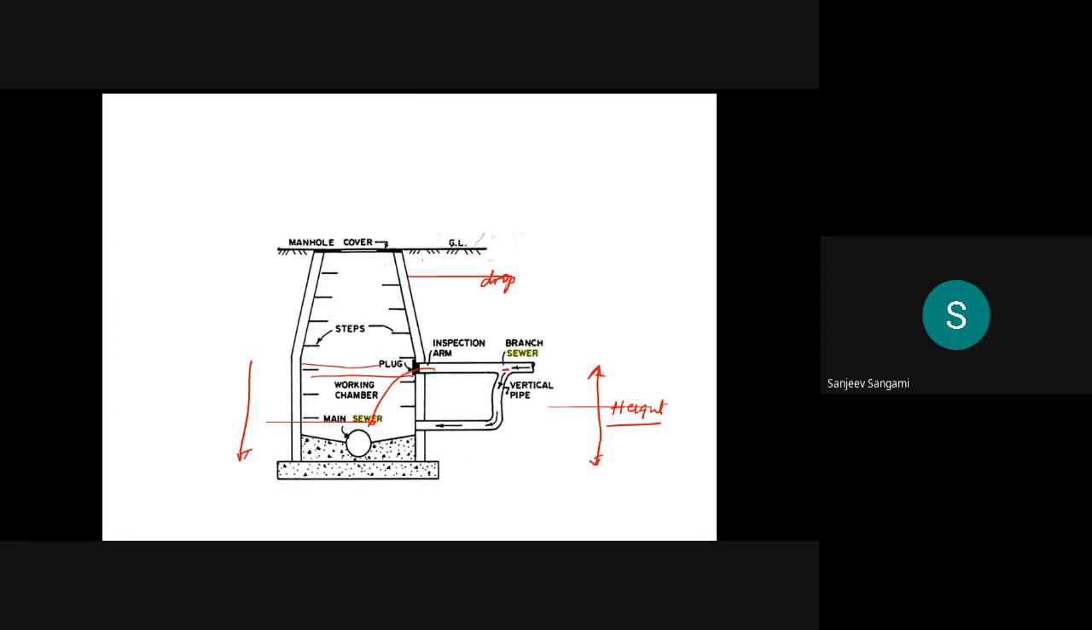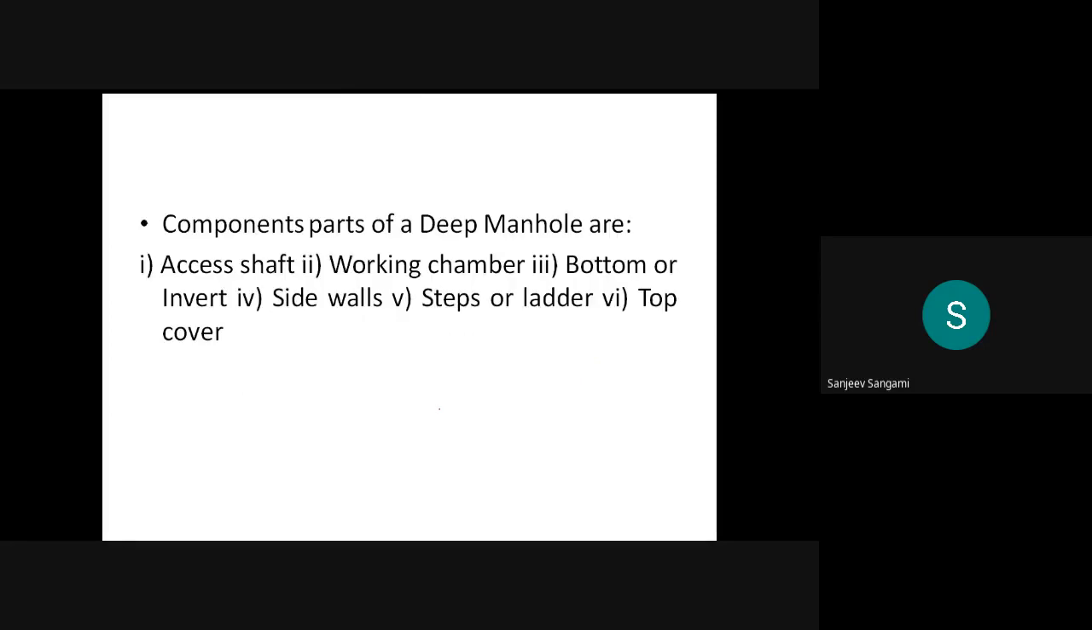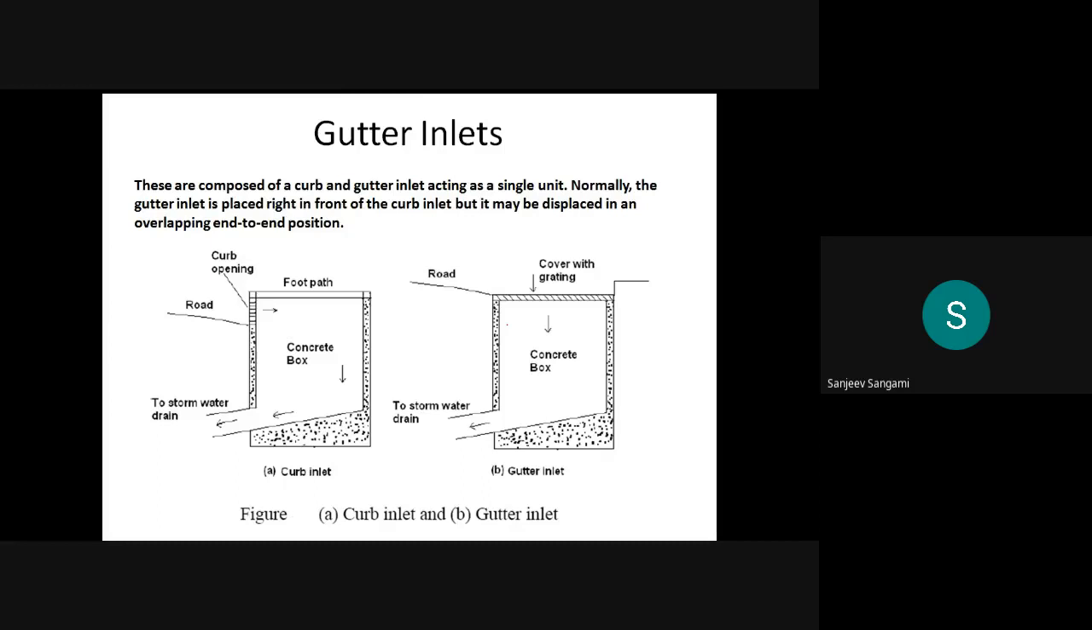Of course, this is a manhole cover. This is the ground level. These are the steps you are seeing. Then this is a working chamber. Then this is a plug, so that the sewage should not fall directly onto the main sewer. If it is flowing in this direction and you don't provide any plug here, then it will fall here and corrode some of the steps in the manhole. Then the components are the exit shaft, working chamber, bottom inward, side walls, steps or ladder, and the top cover. Then these are the gutter inlets.